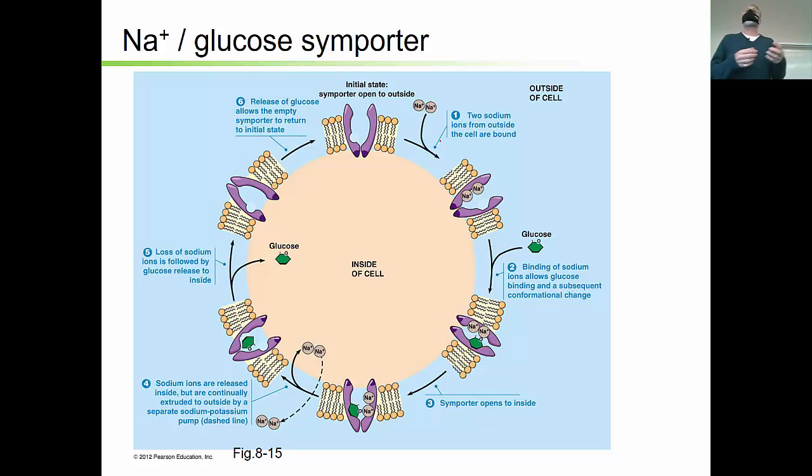After this, the cell will work to push the sodium out, and that may include things like the sodium-potassium exchanger we looked at that uses ATP hydrolysis to push that sodium out in a second step. But that's isolated from this transporter here.